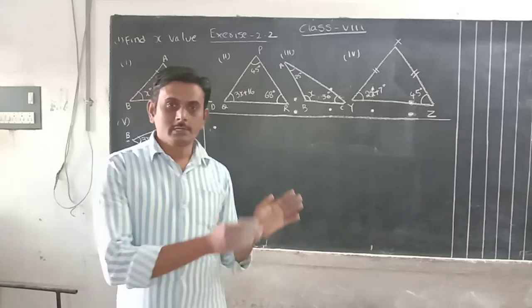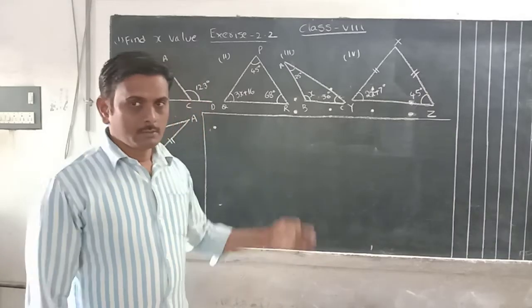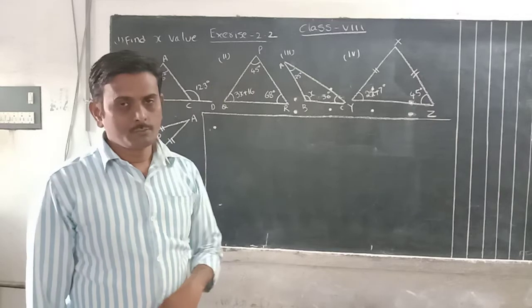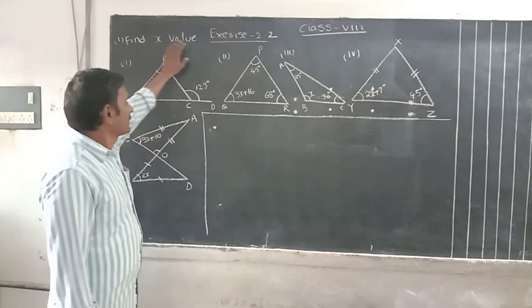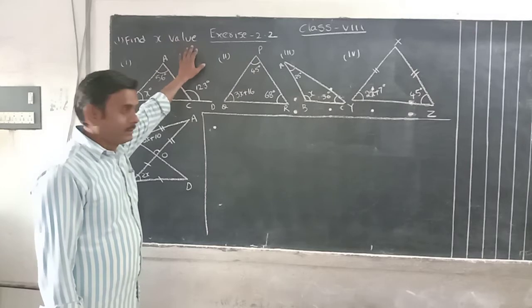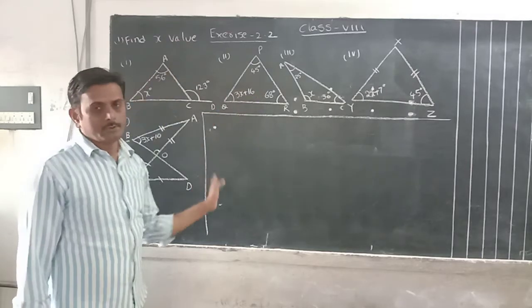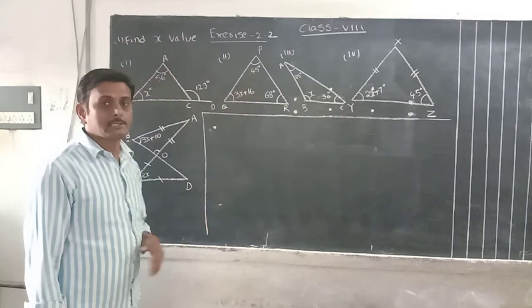Next, in the previous class we completed exercise 1. Now we will discuss exercise 2. Exercise 2.2. In this first one, find the x value. Totally 5 pictures are given, depending upon the triangles and their properties.